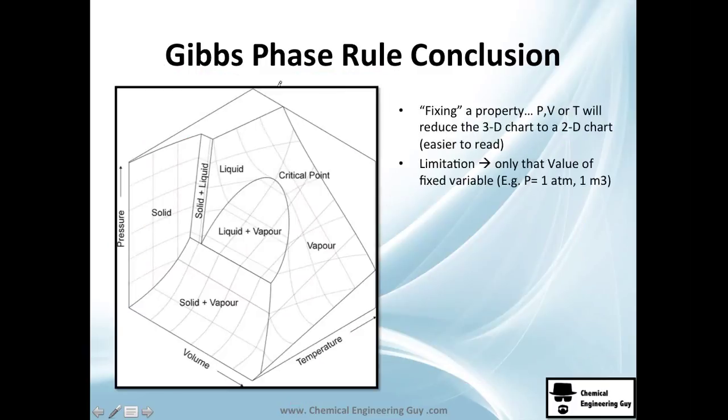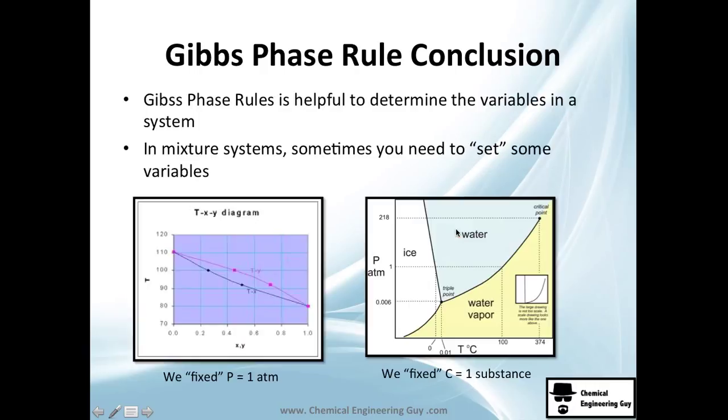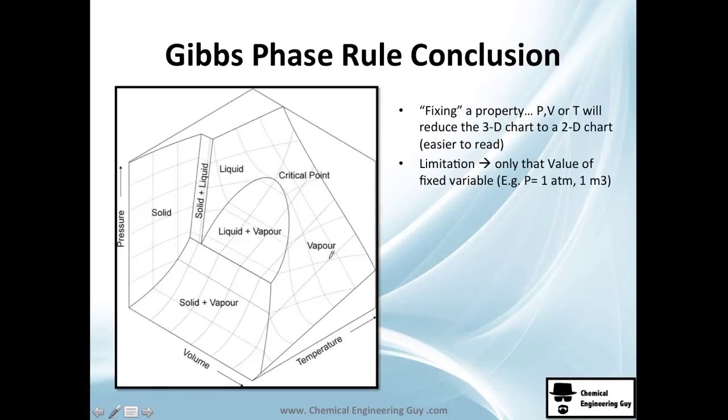Oh yeah, the last thing I wanted to tell you from the Gibbs phase rule. By fixing a property, let's say pressure, volume, or temperature, you will reduce this three-dimensional chart. For example, the one we were watching right now was pressure on the y-axis and temperature on the x-axis. Let's go back. You can see it's pressure here and temperature here, of the substance water. So what we are actually doing is we're choosing one volume, which we'll choose as 1 cubic meter per kilogram or kilomole. So we choose one volume, I don't care which one.